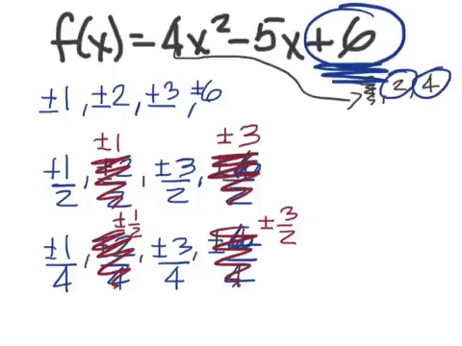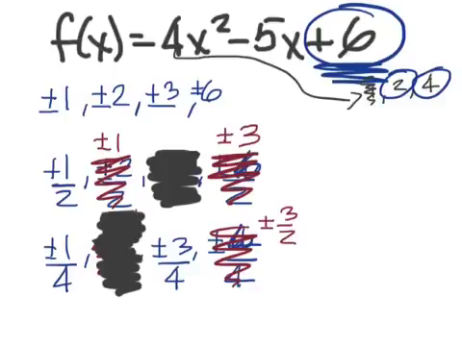What's a duplicate that you see? 1/2. Yeah, I have a 1/2 here and here. So I'm going to take one of them out. It's going to be this one. And we'll just scratch through the rest of that. What else is a duplicate? 3/2, yeah. So I'm going to keep this one and scratch this one out. What else is a duplicate?